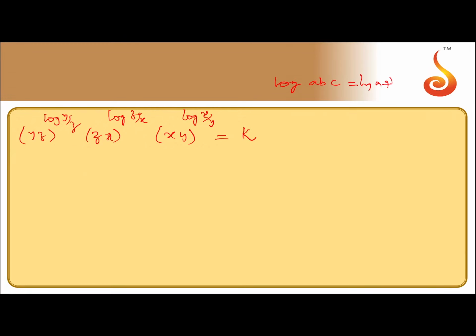So, (yz) to the power of log(y/z) and (zx) to the power of log(z/x) and (xy) to the power of log(x/y), and that is equal to k. Taking logarithms on both sides, we know the logarithm of ABC can be written as log A plus log B plus log C.